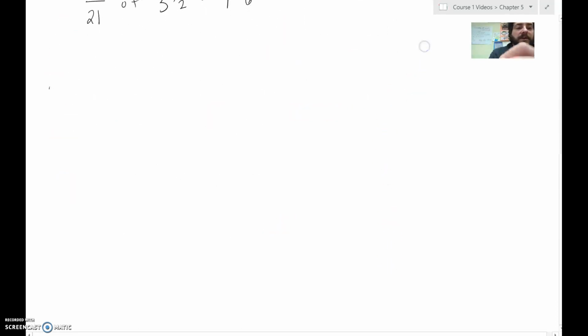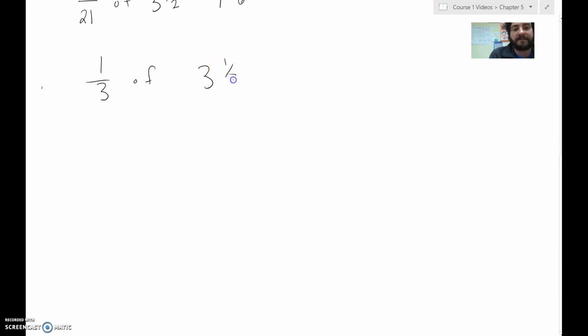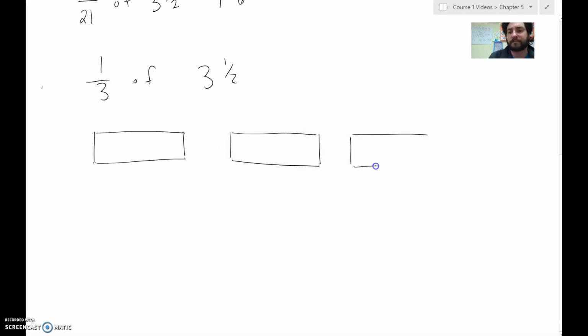Now, other than a number line, one way you could have done this was with an area model. We're looking for what's 1/3 of 3.5, and instead of a number line, you could have done it with rectangles or circles. So here's a mile, here's a mile, here's a mile, and then here is half of a mile.